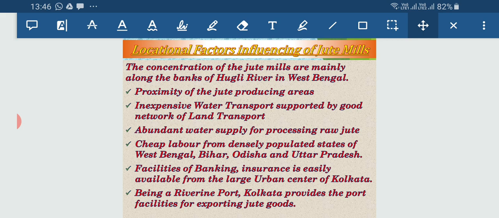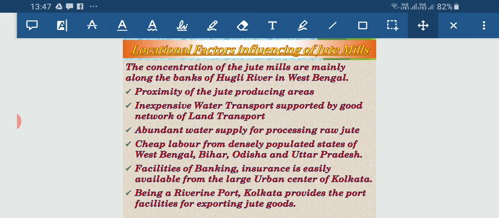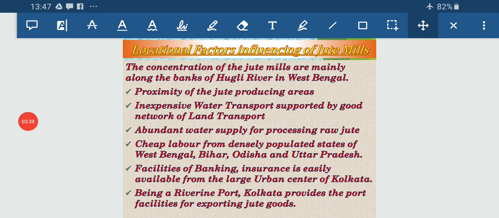Abundant water supply is needed for the processing of the raw jute, and it is easily available from the Hooghly river basin. So that is why it is situated over there. Then we have the densely populated states, the most being West Bengal, Bihar, Odisha, and adjoining to that Uttar Pradesh. So easy labor supply is there from these densely populated areas.